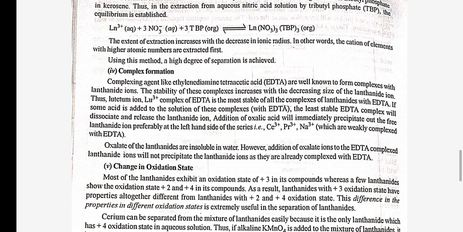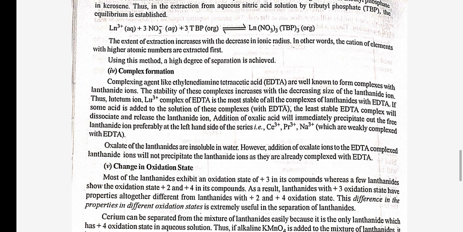If some acid is added to the solution of these complexes with EDTA, the least stable EDTA complex will dissociate and release the lanthanide ion.